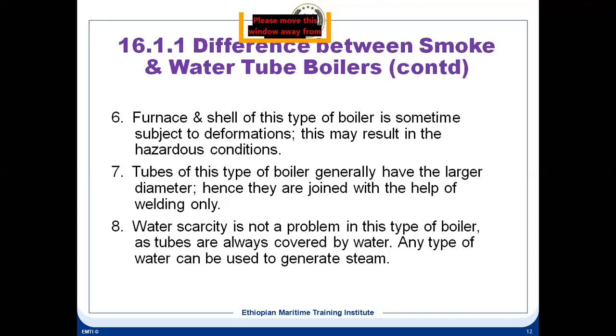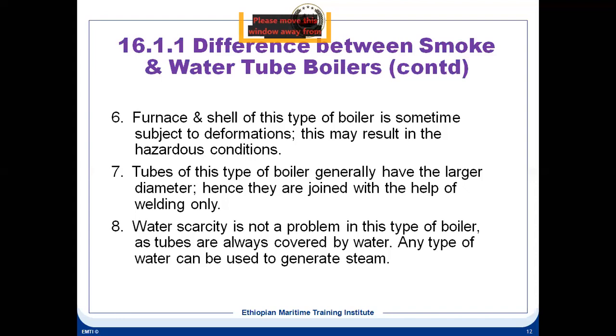We go to the next point, point number 7. The tubes of this type of boiler generally have a larger diameter because you require the smoke to pass through these tubes. And since they are of larger diameter, they can be joined to the tube plates at the ends with the help of welding only.